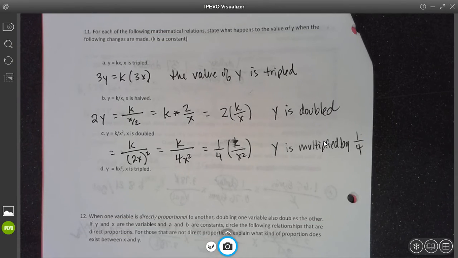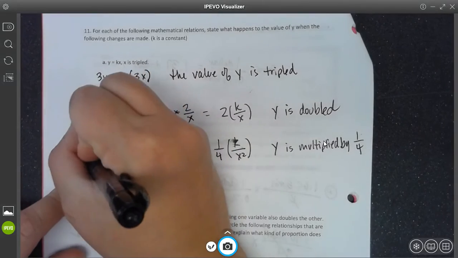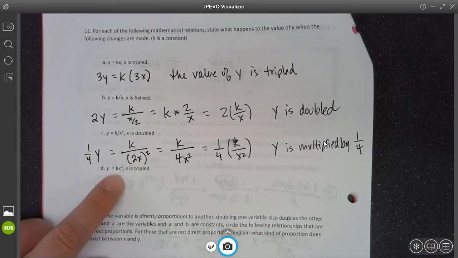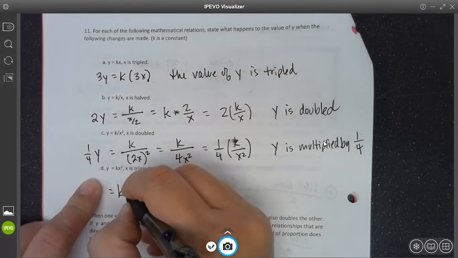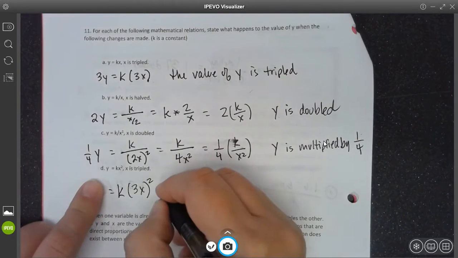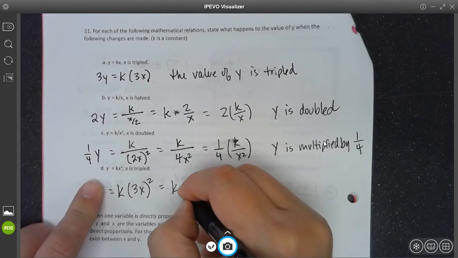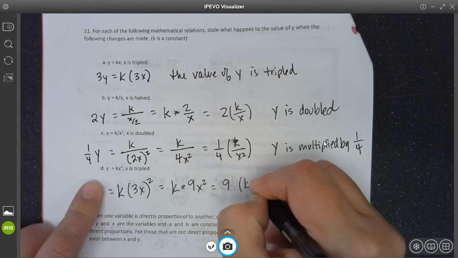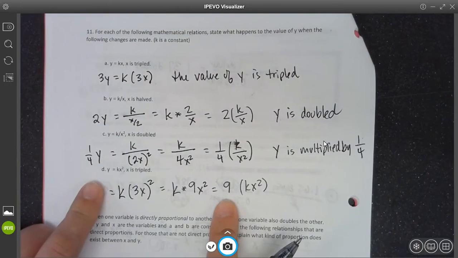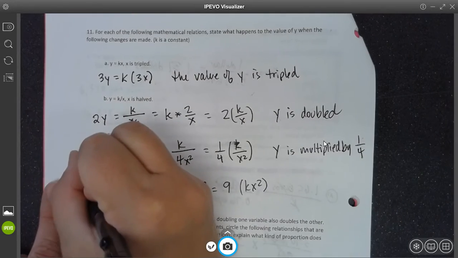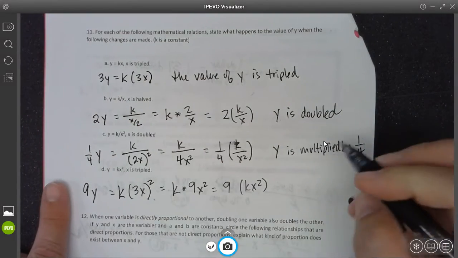I think that one's actually the hardest one to think about. All right, last one. It says y is equal to kx squared and x is tripled. So here, instead of having x squared, I have 3x squared, which means I've got k times 9x squared. So what's happened is this side of the equation is 9 times larger. So that means the y has to be multiplied by 9.